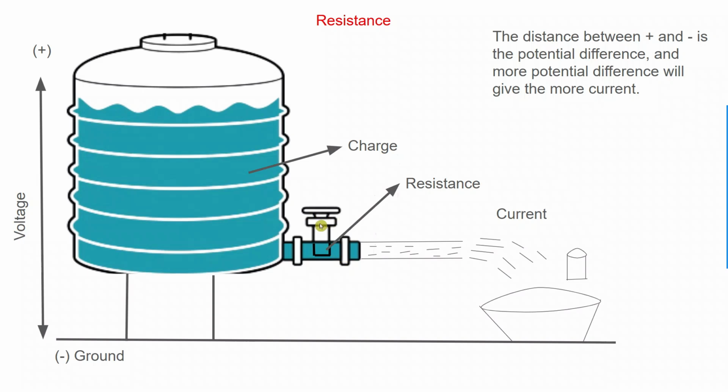So here the tap is nothing but a resistance. The tap acts as a resistance. I think you are getting my point. So here the tap is nothing but resistance. That means we can control the flow of water by adjusting this tap. So by adjusting resistance we can control the flow of current.